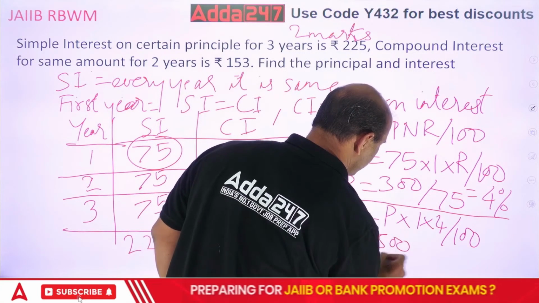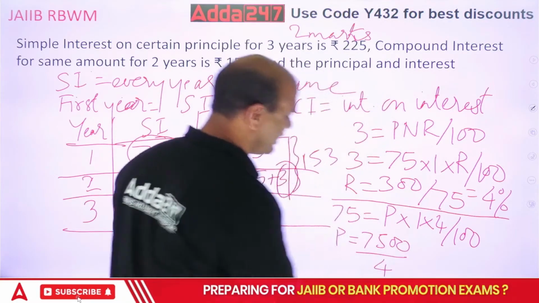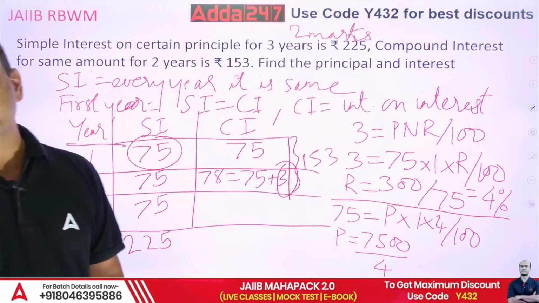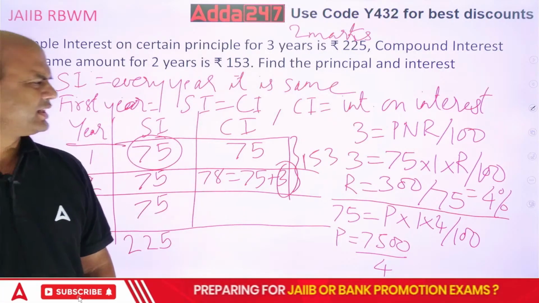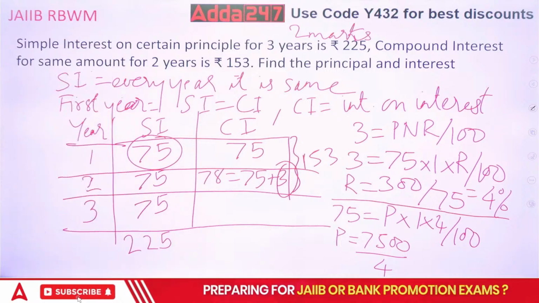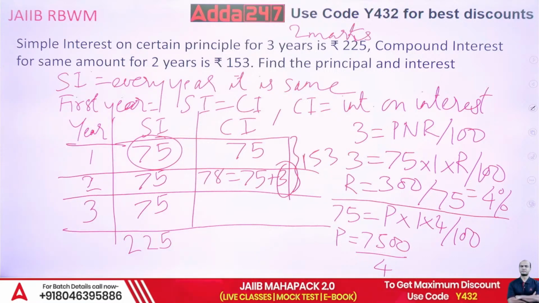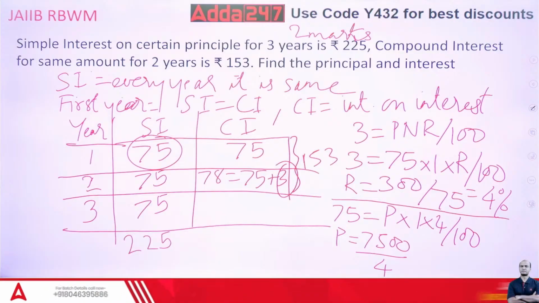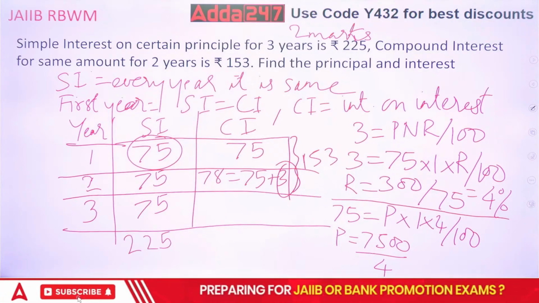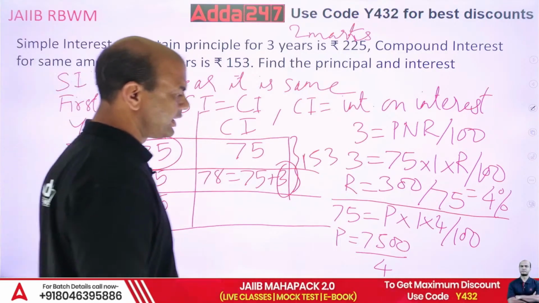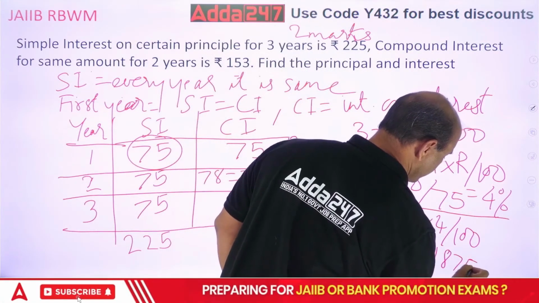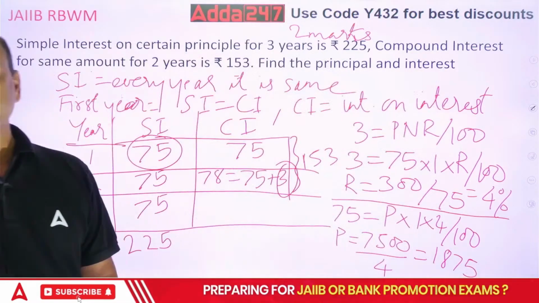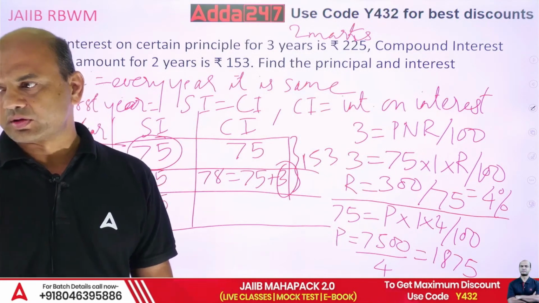7500 divided by 4. Right? 7500 divided by 4. So it is coming out to be, solve it everyone, 18 something. 18 fours are 72, right? 30 remaining, 1875, right? So the principal is 1875. This is your principal. Got it everyone?